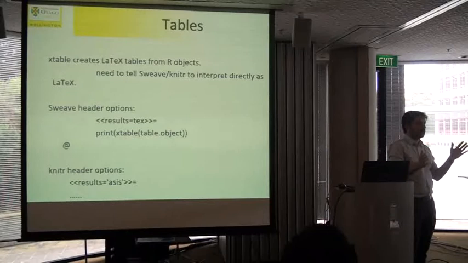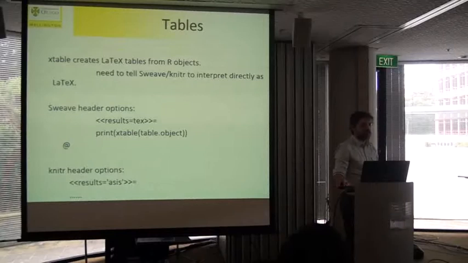So in Sweave, you put in the header results equals text, and then interpret that code as being text, and the equivalent for knitr is results equals as is. And so if you then run that print xtable command down here, that will take the LaTeX output from xtable and format it correctly.